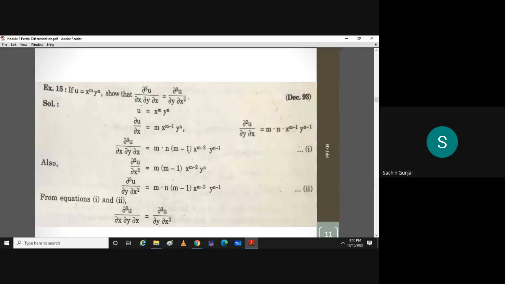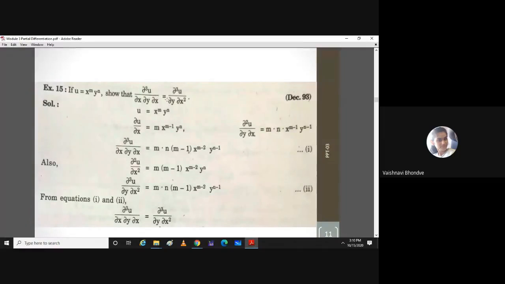So first of all, tell me a difference between these two notations. What do you mean by ∂³u/∂x∂y∂x? Yes, anybody? Sir, the order is different. Okay, so in this derivation or differentiation, you are going to differentiate it with respect to x first, then y, and then x. Is this fine?